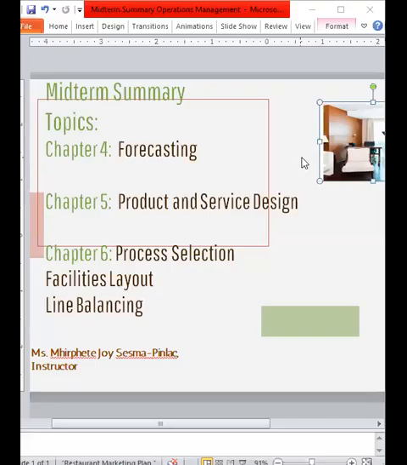Good day. Here is the midterm summary for the topics forecasting, product and service design, process selection, facilities layout, and line balancing for our subject, operations management.